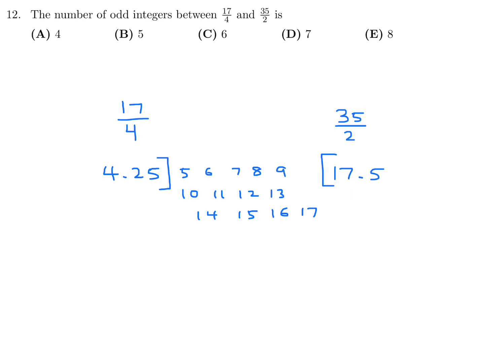So now let's circle only the odd ones because those are the ones we want. 5, 7, 9, 11, 13, 15, 17. So how many? 1, 2, 3, 4, 5, 6, 7 of them. So number 12, the answer is D.